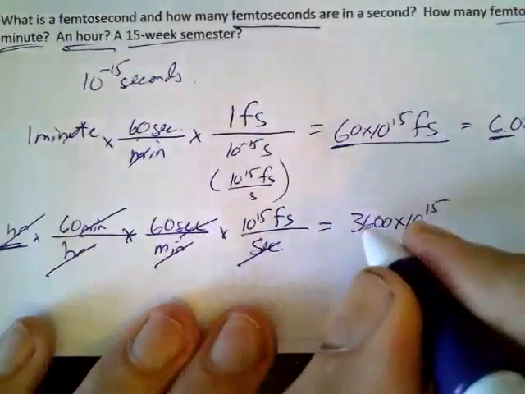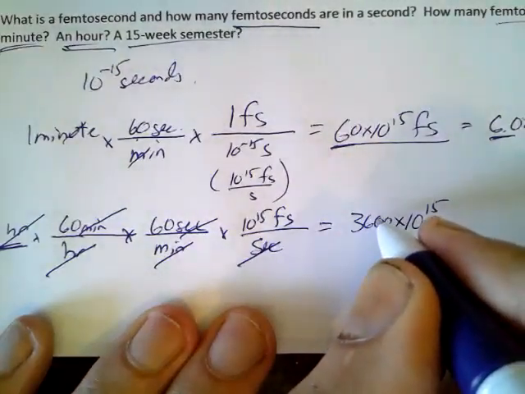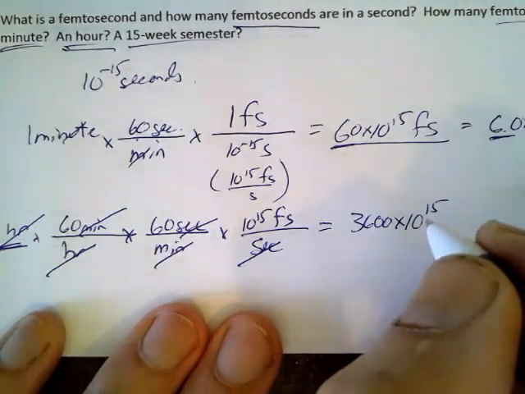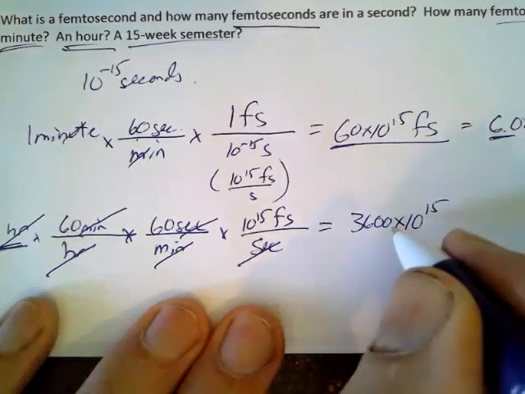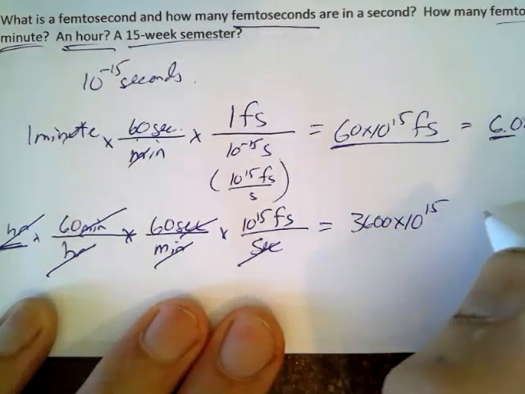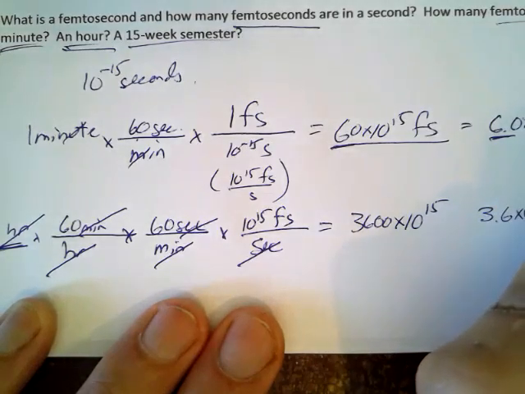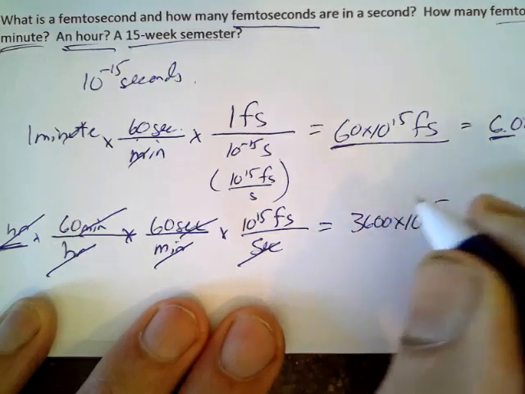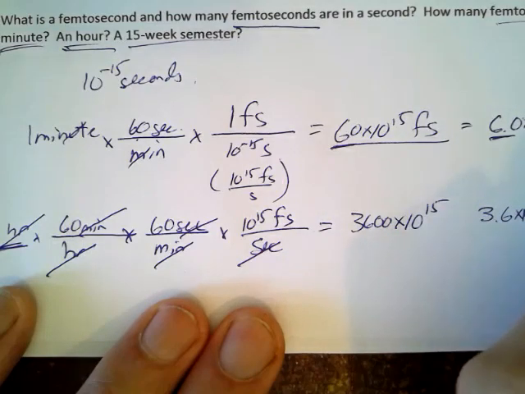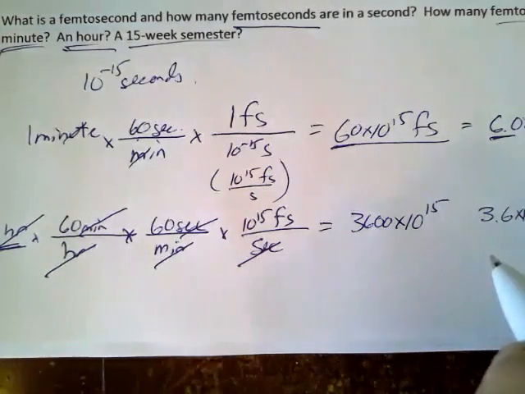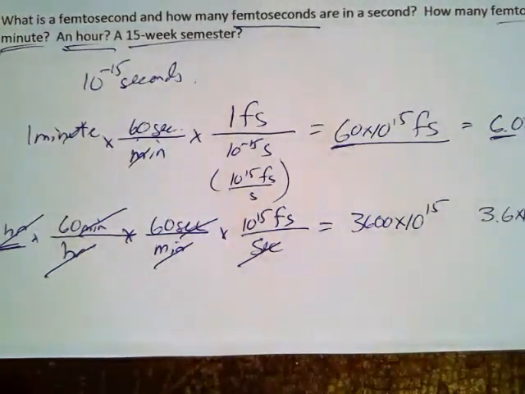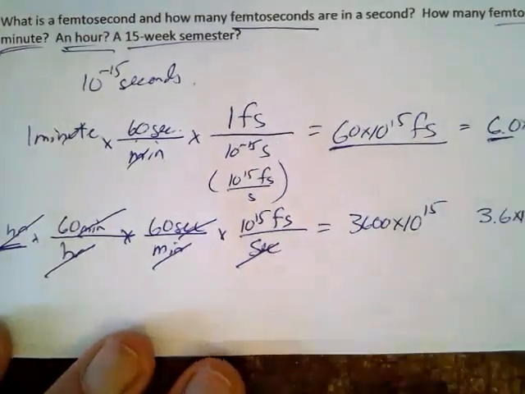And then, I'm sorry, 36, yeah. And then you could swing that over 3 more times and you get 3.6 times 10 to the 18th. And that would equal 1 hour.